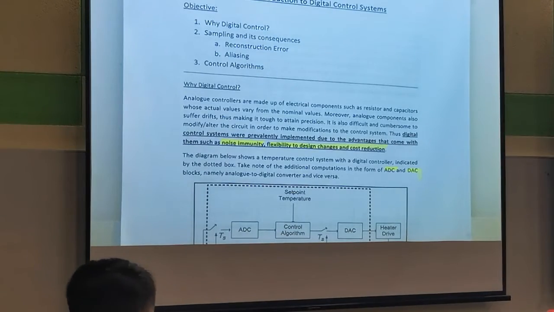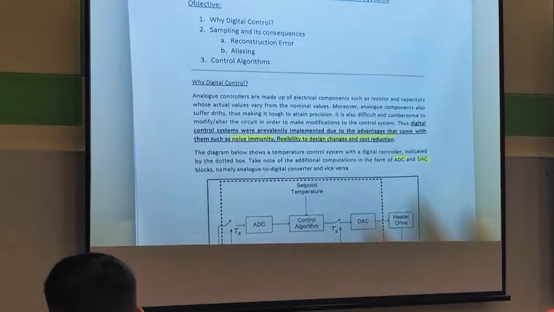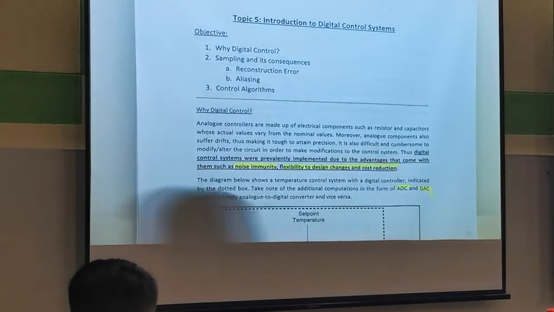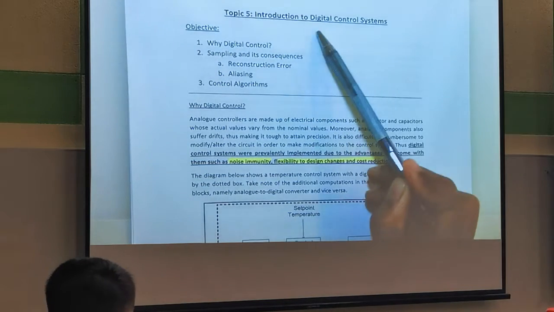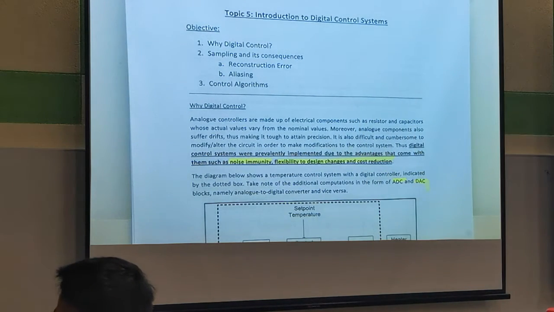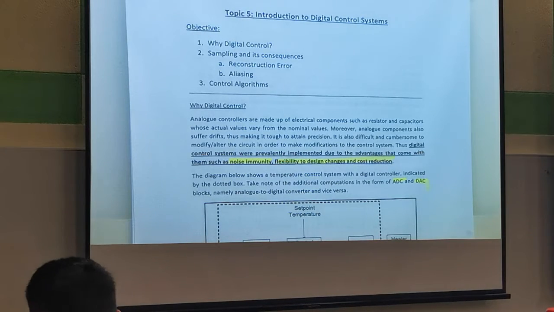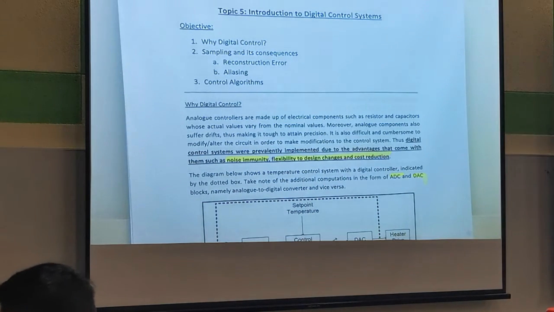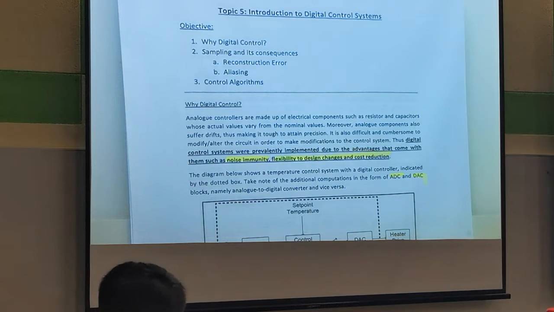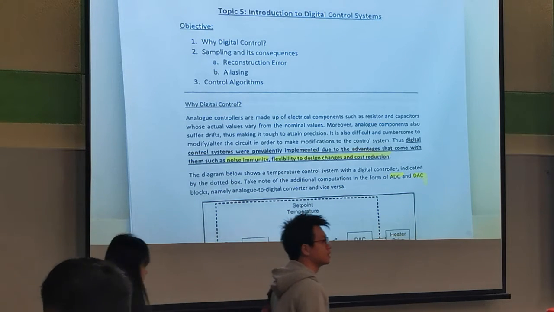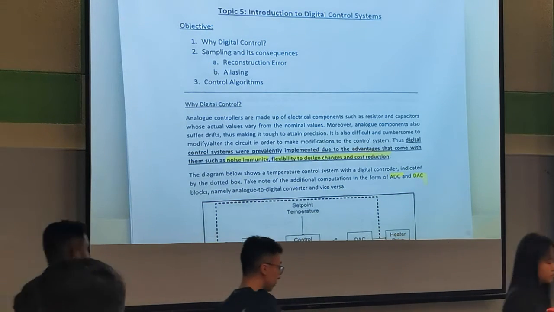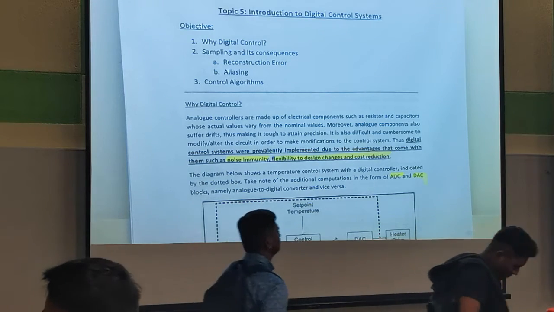Okay? So chapter 5 is a very quick introduction to digital control systems. All this while, we never came across this term, because we have been just looking at mathematical calculation. So what exactly is a digital control system?